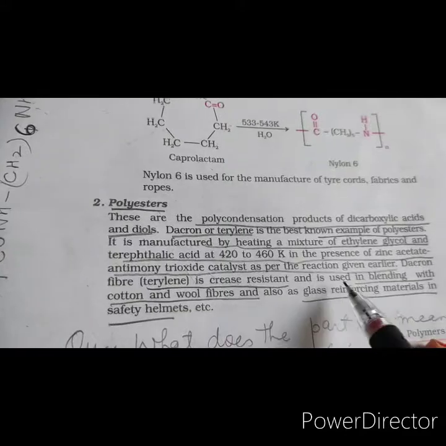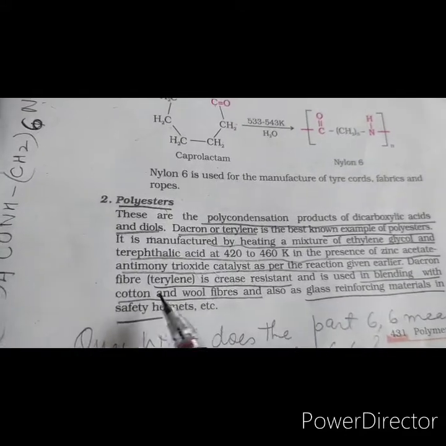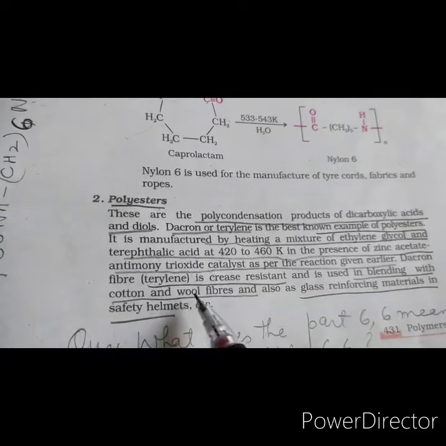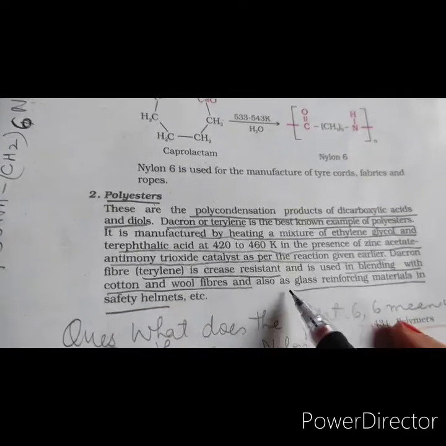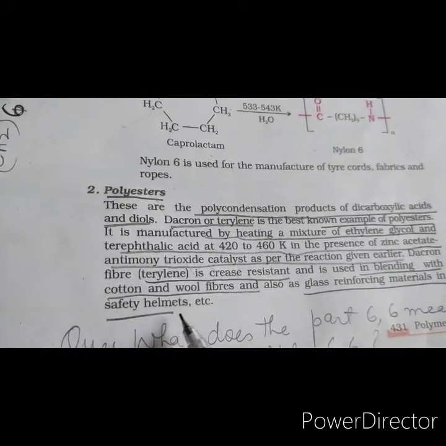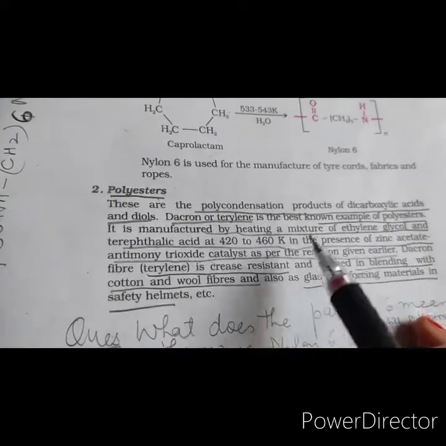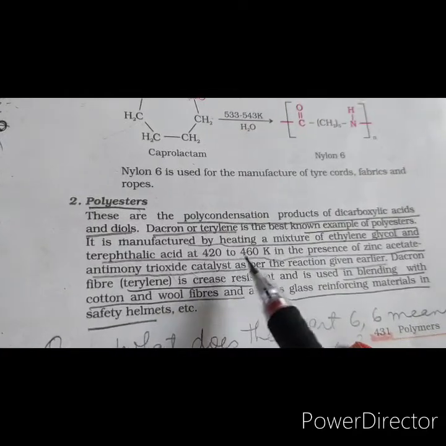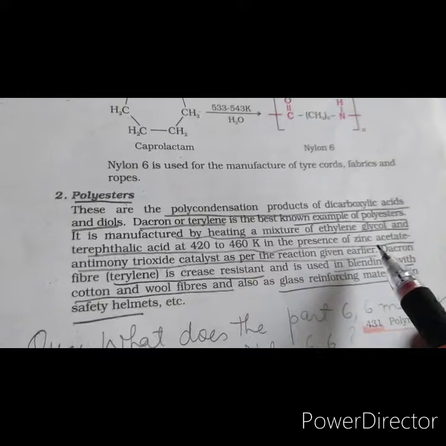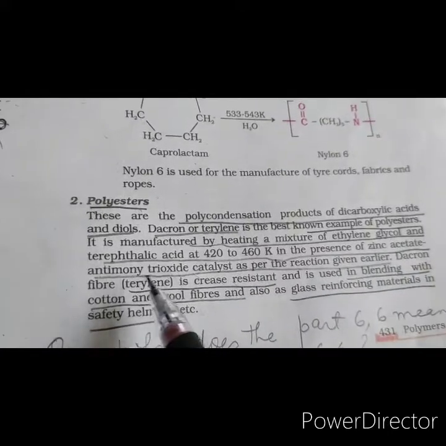This terylene is crease resistant and it is used in blending with cotton. If it is blended with cotton, we get terrycot. If it is blended with wool, we get terry wool. And it is also used as a glass reinforcing material in safety helmets. You can see here the conditions: 420 to 460 Kelvin in the presence of the catalyst, zinc acetate and antimony trioxide.